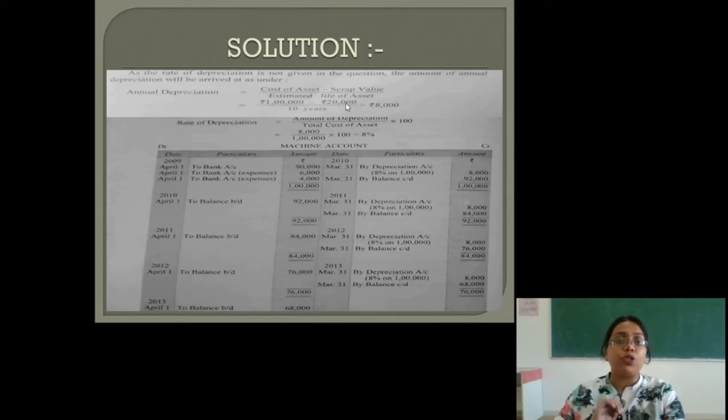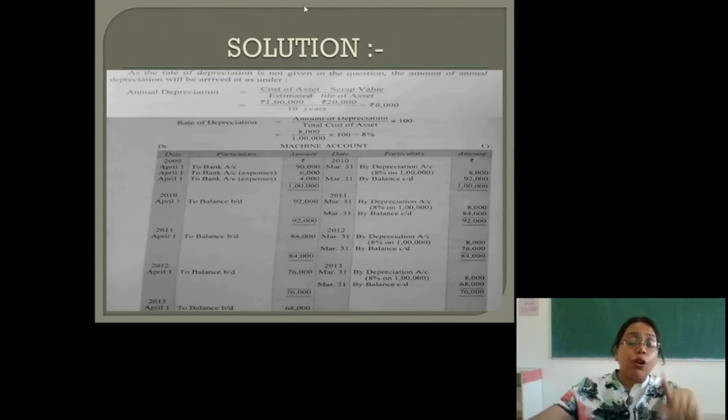We will have to charge 8,000 as depreciation every year till 4 years. The amount of depreciation will remain the same for each and every year till 4 years. We can also calculate the rate of depreciation in this case. This is a secondary thing.